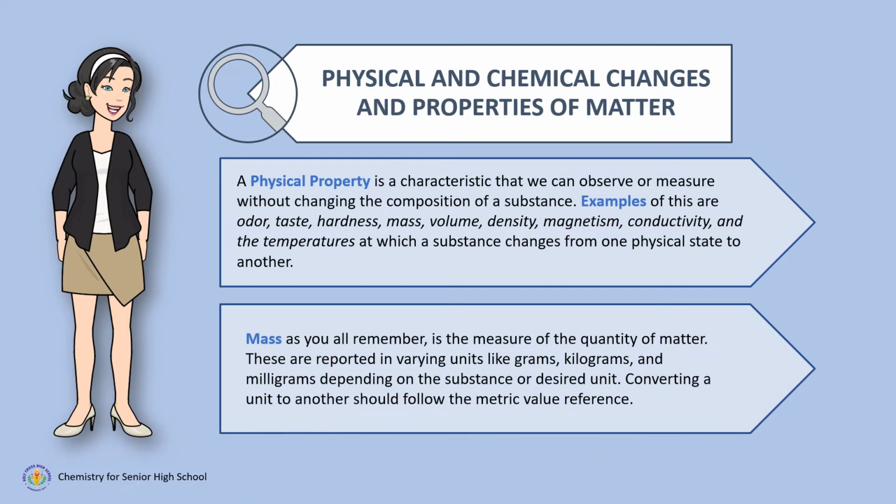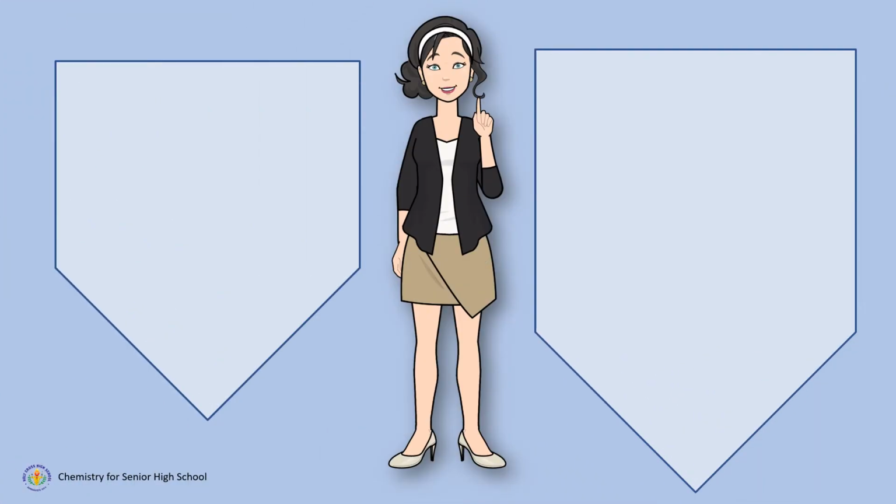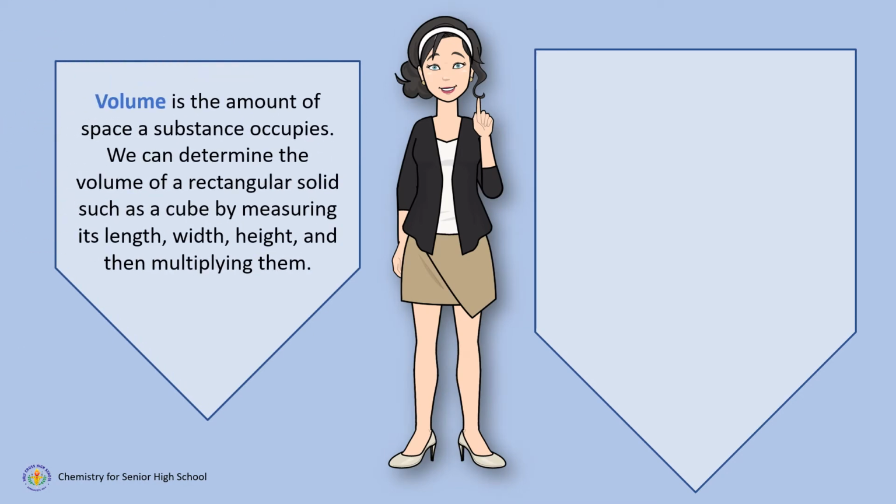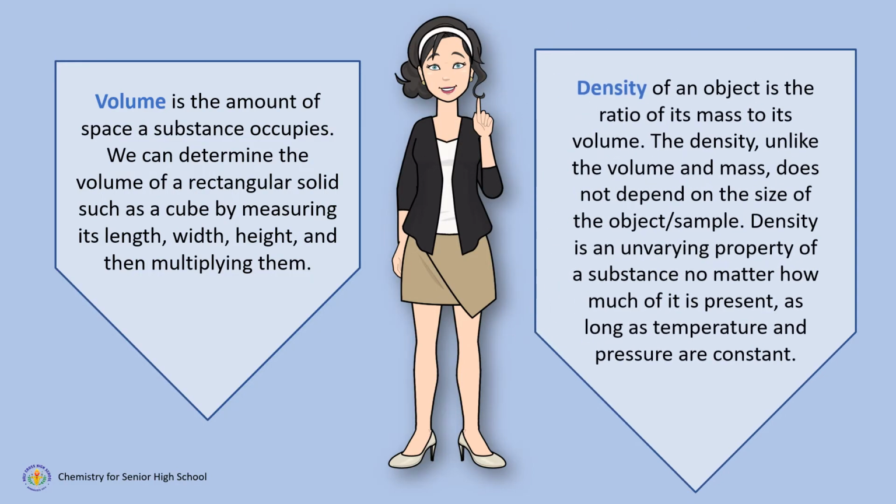Mass, as you all remember, is the measure of the quantity of matter. These are reported in varying units like grams, kilograms, and milligrams, depending on the substance or desired unit. Converting a unit to another should follow the metric value reference. Volume is the amount of space a substance occupies. We can determine the volume of a rectangular solid such as a cube by measuring its length, width, and height, and then multiplying them. Density of an object is a ratio of its mass to its volume.